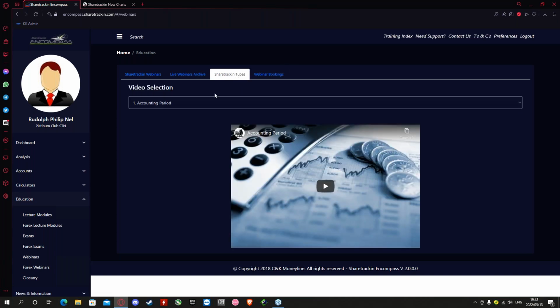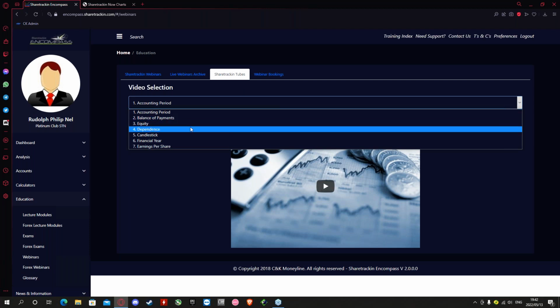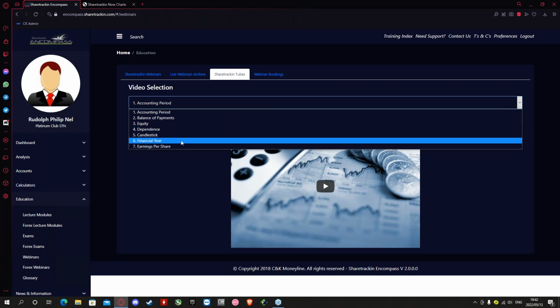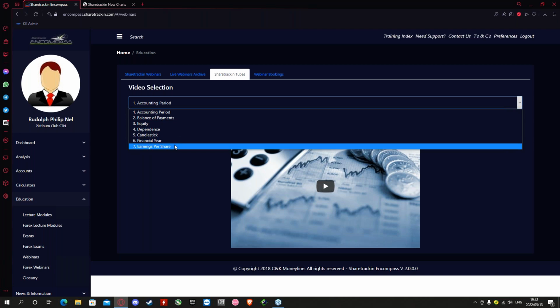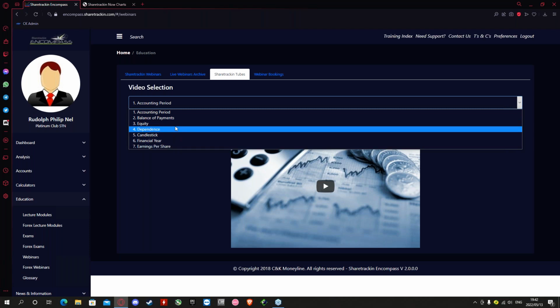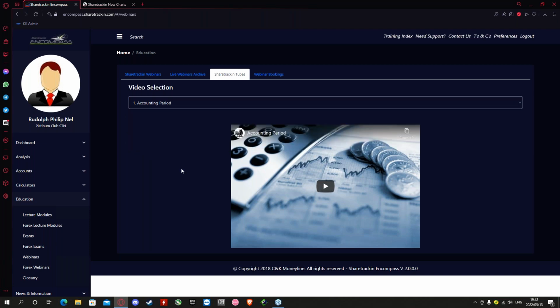Then Sharetrackin tubes. There are a little bit more advanced videos, like for instance what is equity, how to reach financial independence, candlesticks, how to read your financial year-end results, what is earnings per share, what is your accounting period, balance of payments. If you want to go through that at a later stage, but for now, stick to the basics and then learn the advanced stuff a little bit later. Okay.